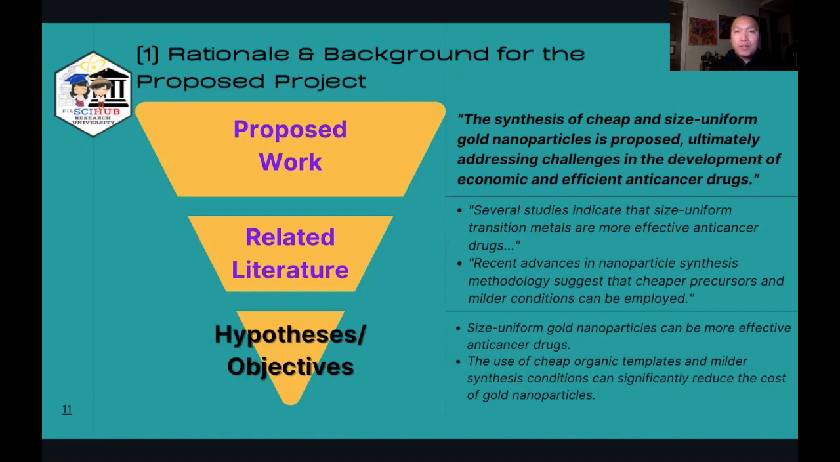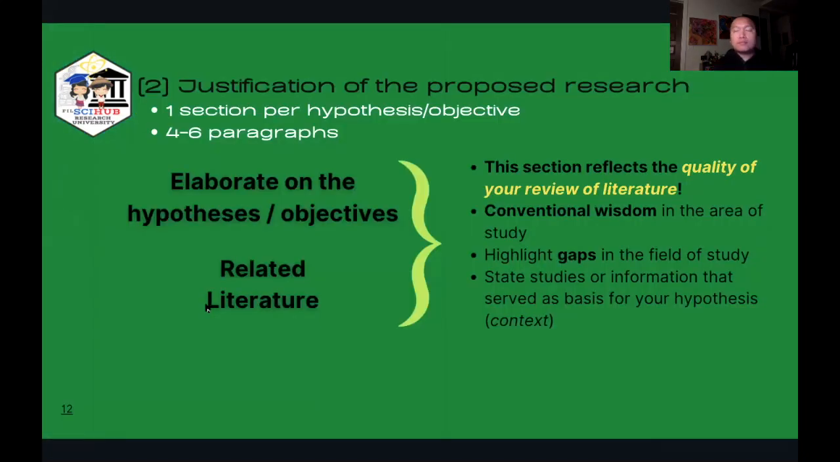So, yun po. These are just examples. Again, 3 paragraphs is typically enough for the rationale. Obviously, I have only shown a couple of sentences just to give you an idea of the types of information or the types of messages that we have to send across whenever we're writing up a rationale or a background for the proposed research project.